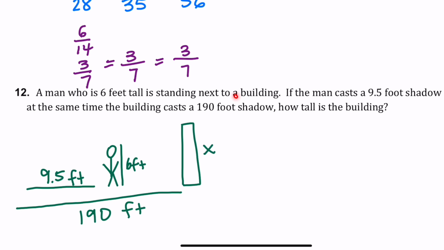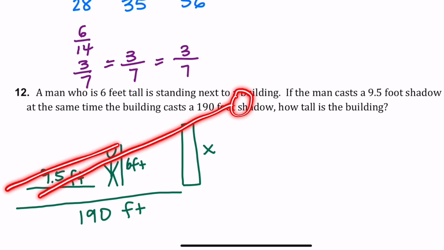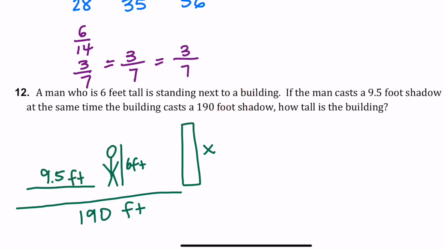Now the sun is going to be up here, and it's casting the same angles, so the sides are going to be proportional. So we're going to take this man, and we're going to put these numbers in the numerator, 6 and 9.5. And the 9.5 is the shadow number. So 190 is going to go with the 9.5. Those are the shadow numbers. And then the building, we want to know how tall that building is, so we're just going to put x.